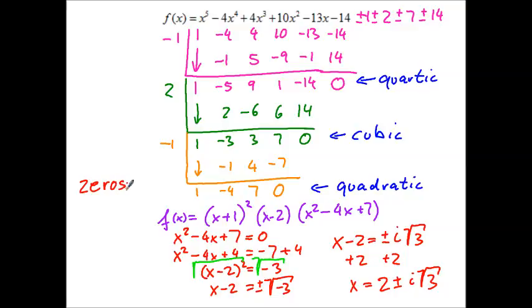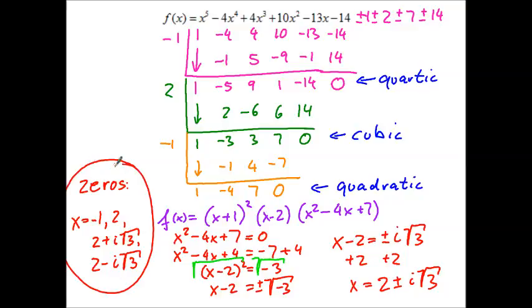So for all our final zeros, we got x is equal to negative 1, which is a double root. Remember double roots. 2, and 2 plus i times the square root of 3, and 2 minus i times the square root of 3. Those are our zeros, and that's that.